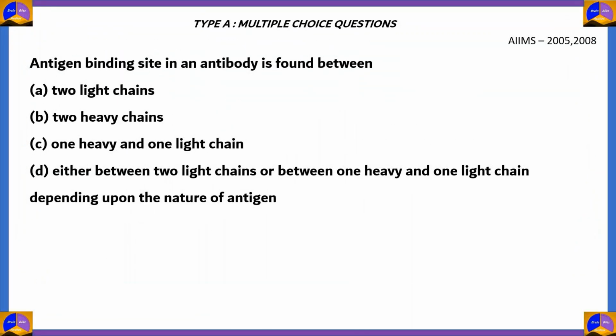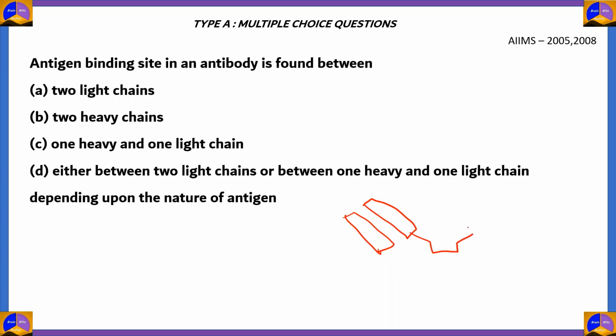Next question. Antigen binding site in an antibody is found between 2 light chains, 2 heavy chains, 1 heavy and 1 light chain, either between 2 light chains or between 1 heavy and 1 light chain, depending upon the nature of antigens. In order to answer this question, we need to understand the structure of an antibody, a typical antibody. So let's draw one.